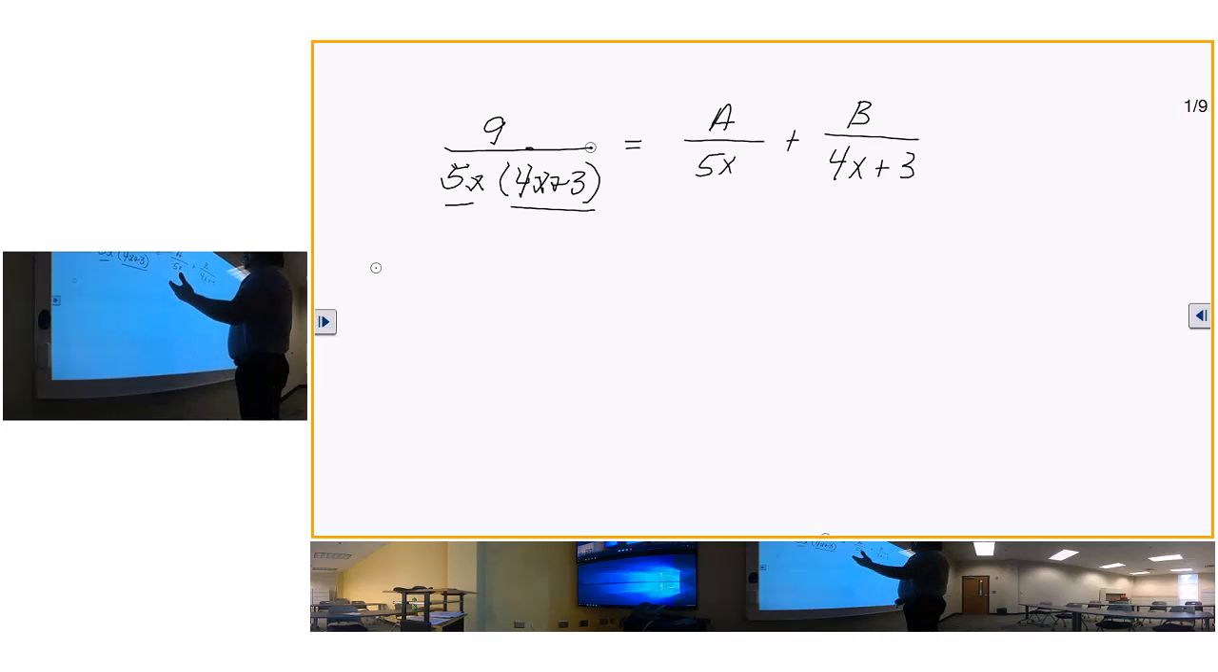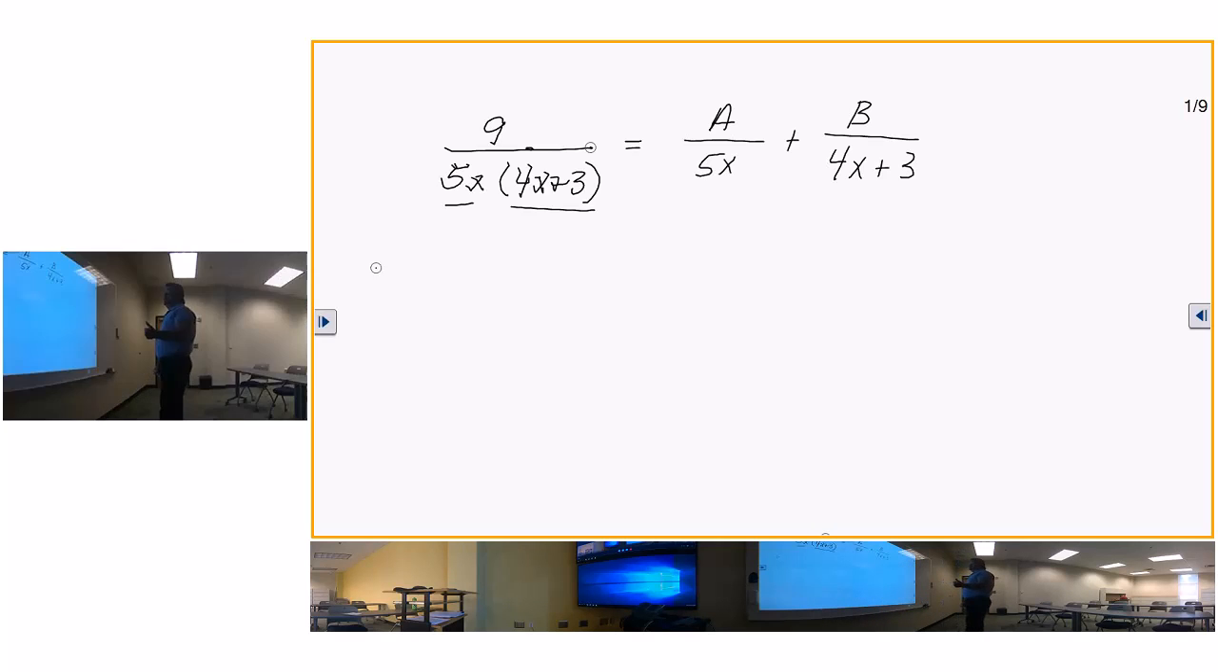Now, whatever your denominators are, that's what you're going to set it up as. If there's three different denominators, you'll have A plus B plus C. If you have a quadratic as one of the denominators, then you'll have A plus Bx plus C over whatever. We'll show you that one as the last one of the questions I go over. This is pretty much the bottom of the barrel. It's pretty simple.